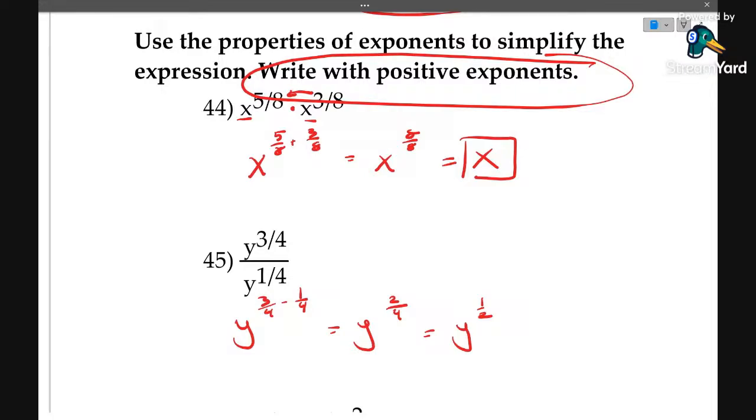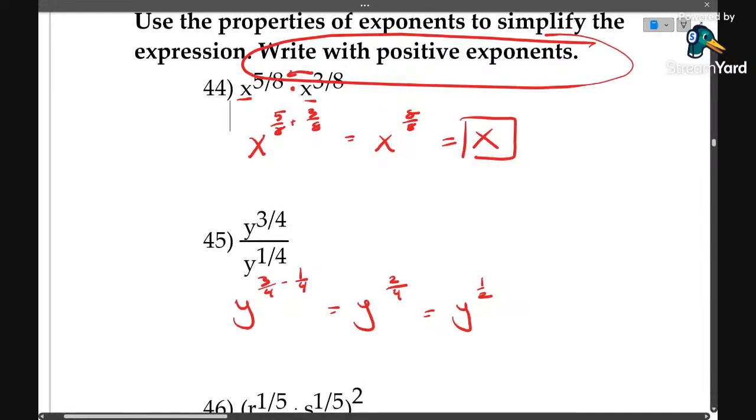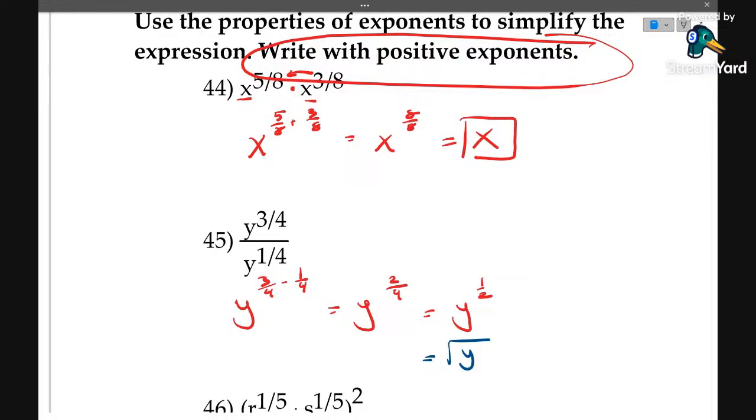But again, paying attention to the directions and equivalent forms of the expressions, if it said to simplify using radicals or the fractional exponents, we could rewrite this in an equivalent form as the square root of y. These are equivalent expressions, but we're going to focus on this because it says to simply write with positive exponents.